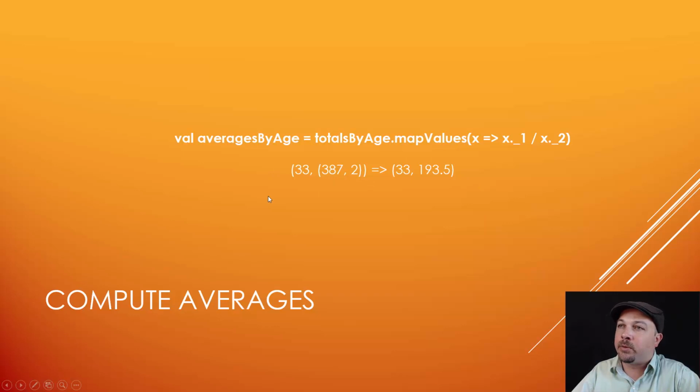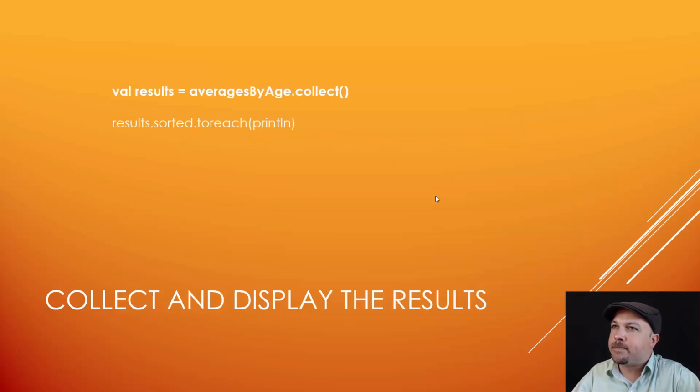So in this particular example for 33-year-olds, we might end up with 33, the age 33. We're going to take the value and map it to just divide these two fields. 387 divided by 2 works out to 193.5. And we end up with a final result for 33-year-olds having an average number of friends of 193.5. Not sure what half a friend looks like in reality, but let's not go down that line of thought. It's a little bit disturbing.